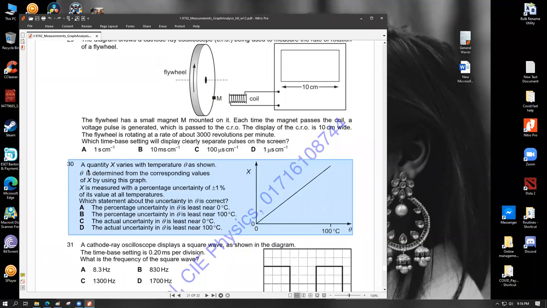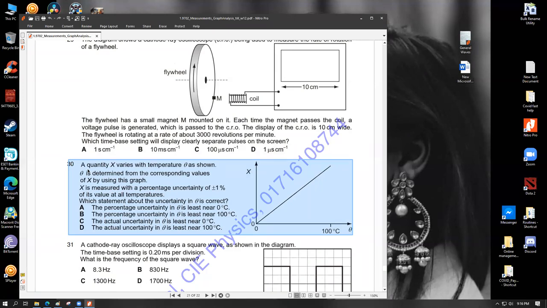If your measured temperature is 5 degrees Celsius, then your uncertainty will be 1% of 5, that is 0.05 degrees Celsius. If your measured temperature is 100 degrees Celsius, your error will be 1 degree Celsius. If it is 200 degrees Celsius, your error will be plus or minus 2 degrees Celsius. Whatever your measured temperature is, your uncertainty would be 1% of that value. So if your measured temperature is larger, you will make a bigger error. If it is smaller, you will make a smaller error.